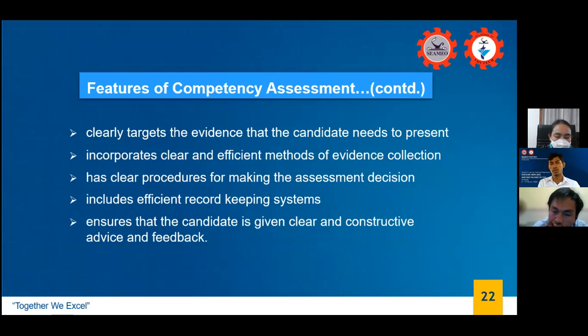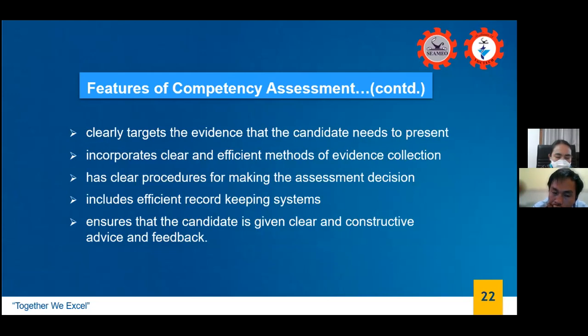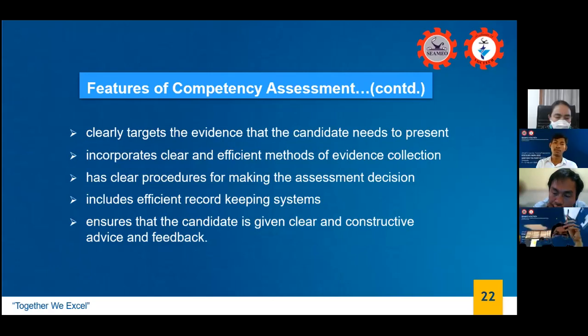Yeah. And then next is ensures that the candidate is given clear and constructive feedback. It means that feedback has to be given timely. When I say timely, not necessarily if you gave them a test today, you can give them the results tomorrow. You could give maybe 4 days, then you could give the results.